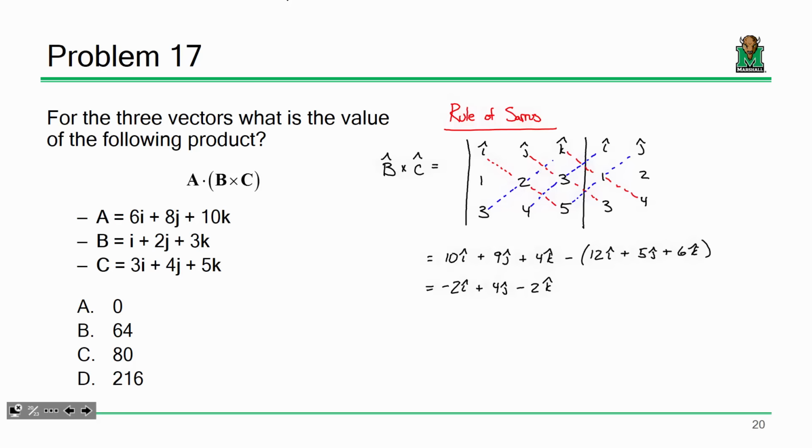Okay. Then to dot, it's literally just 6 times minus 2 plus 8 times 4 plus 10 times minus 2. So this is minus 12. That's 32. That's minus 20. It's 0.